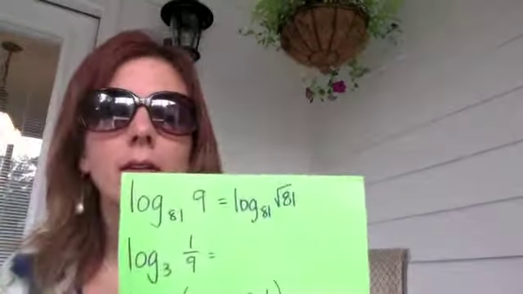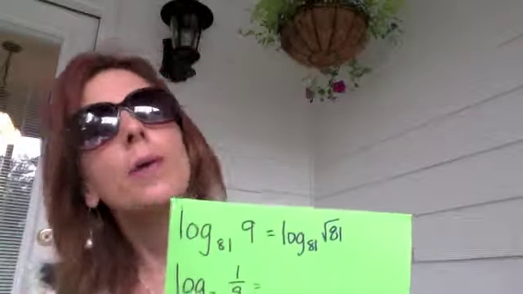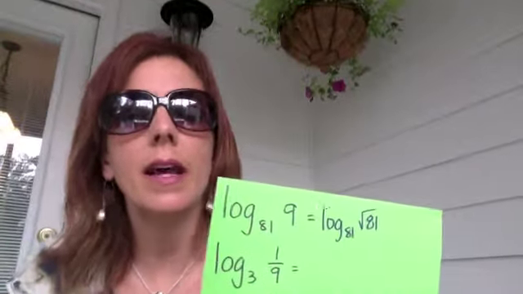So let's say log base 81 of the square root of 81. Isn't that the same thing? Yeah, right? And now we can write it as an exponent. This is log base 81 of 81 to what power? 1/2 power. And so this is all equal to 1/2.